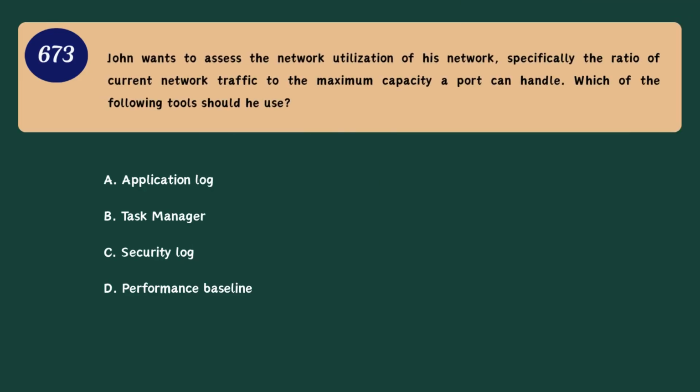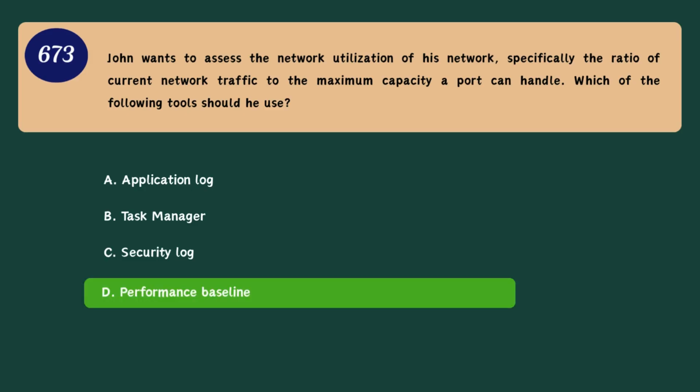Question 673. John wants to assess the network utilization of his network, specifically the ratio of current network traffic to the maximum capacity a port can handle. Which of the following tools should he use? A. Application log. B. Task manager. C. Security log. D. Performance baseline. Correct answer. D. Performance baseline.